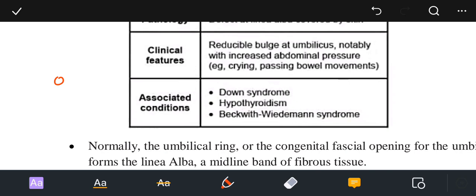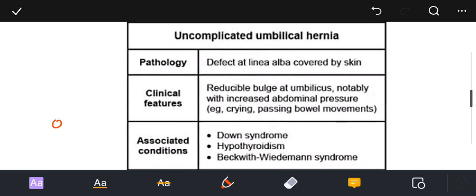If the umbilical ring fails to constrict properly, there will be umbilical hernias. In uncomplicated umbilical hernias, the pathology is a defect in the linea alba covered by skin. The clinical features are a reducible bulge at the umbilicus, notably with increased abdominal pressure, for example when the child is crying or passing bowel movements. So uncomplicated umbilical hernias are basically seen in children. Associated conditions are Down syndrome.